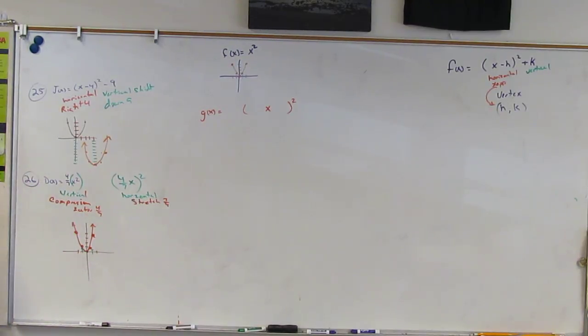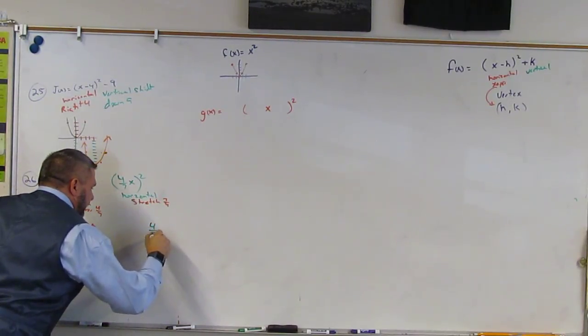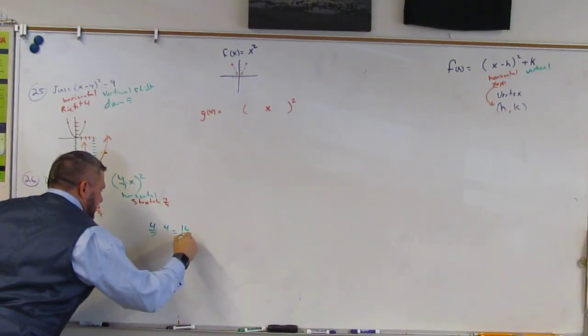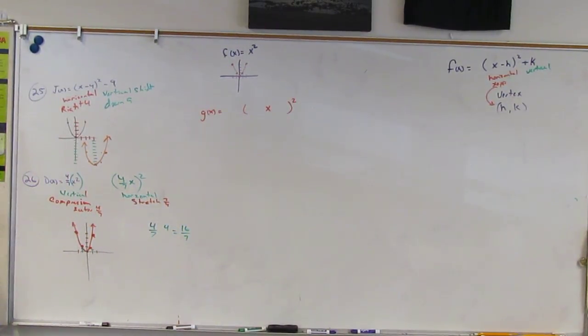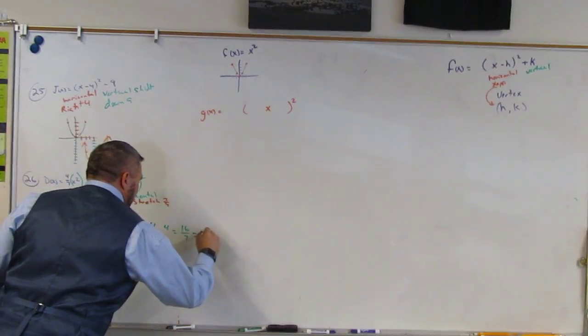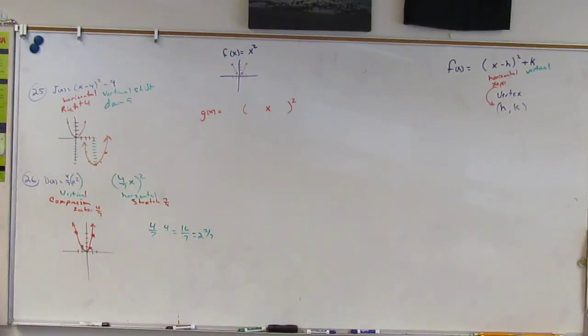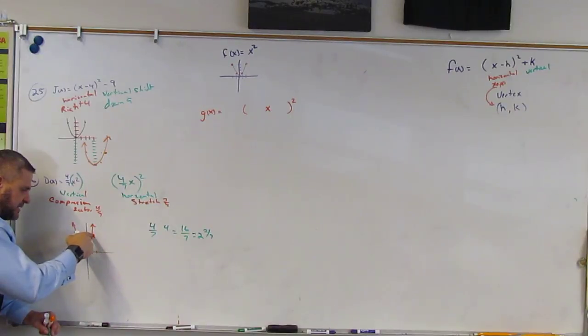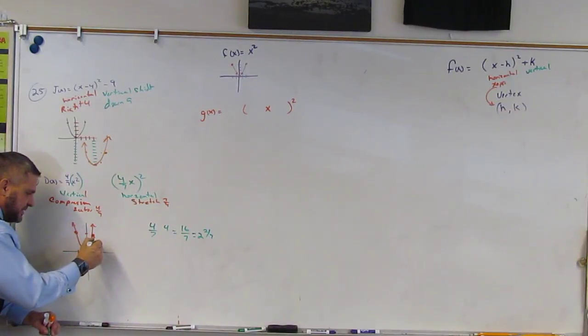Okay? And then, what's 4/7 of 4? So think about that. 4/7 of 4 is 16/7. Okay? So how many times does 7 go into 16? Twice, with how much left over? 2 and 2/7, right? So that means instead of 4, it's going to be 2 and 2/7.